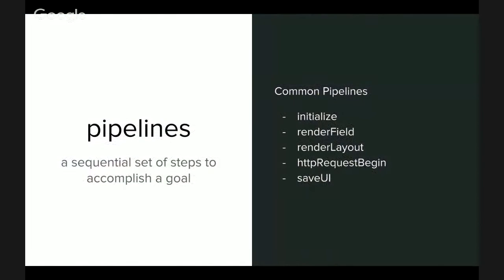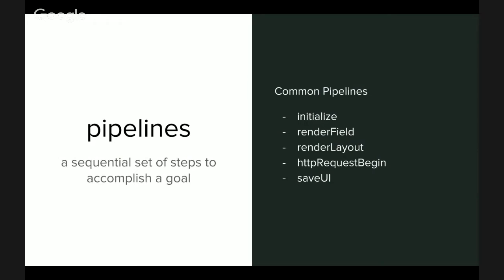Pipelines are basically a sequential set of steps that accomplish some goal. Almost everything in Sitecore happens because of a pipeline. When Sitecore starts up, it runs the initialize pipeline. When it goes to actually render a field, that user control you saw where we take a text and render it out as some HTML, that goes through a render field pipeline. When Sitecore picks which layouts are going to be used to generate the markup, that goes through the render layout pipeline.